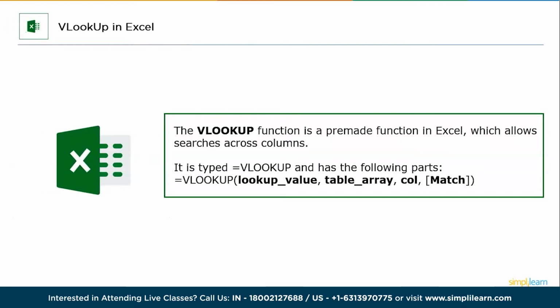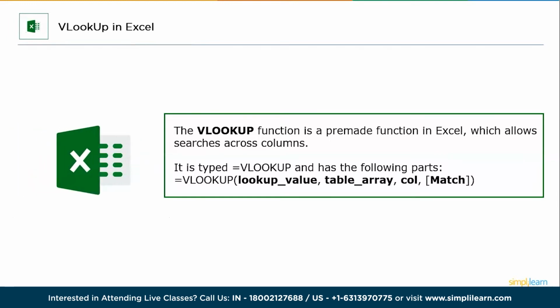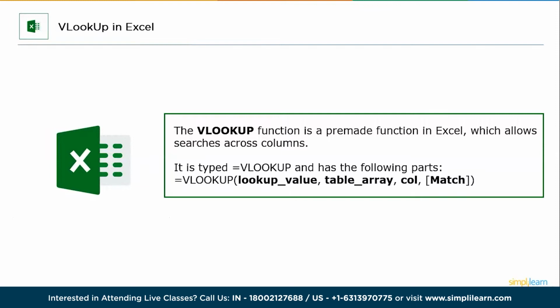So basically, we have three types of lookup functions and Vlookup is one of those. We have Vlookup, Hlookup and Xlookup. Vlookup is vertical lookup, Hlookup is horizontal lookup and X is a combination of both V and Hlookup.